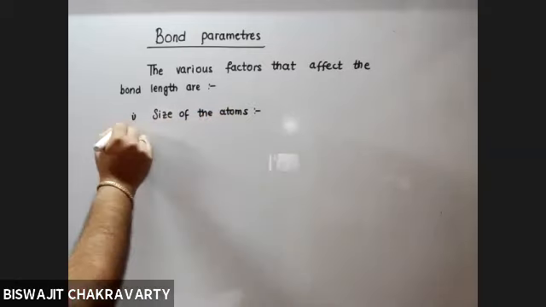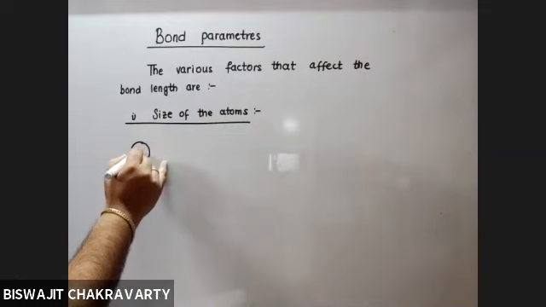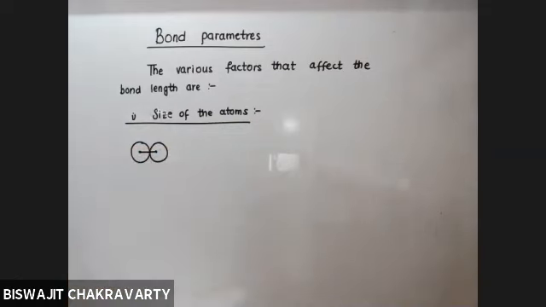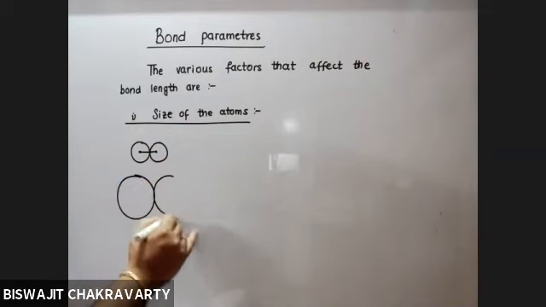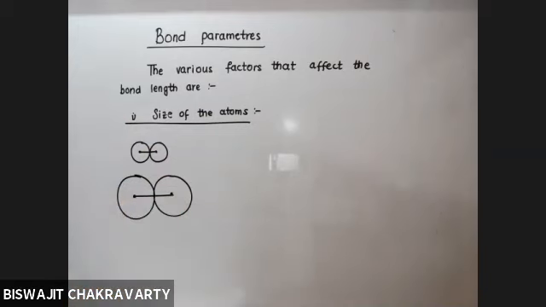When two atoms which are combining with each other are smaller in size, obviously the bond length will be smaller, because the distance between the nuclei is small. But if the two combining atoms are large in size, then automatically the distance between the nuclei will increase. So bond length will increase with the increase in the atomic size of the atoms involved in the bond formation.